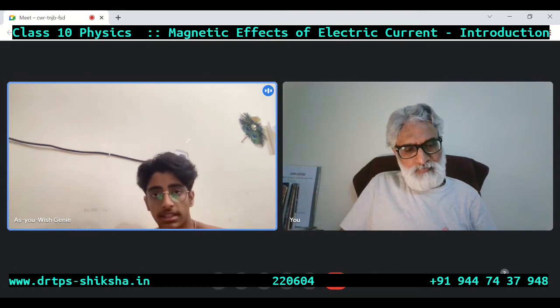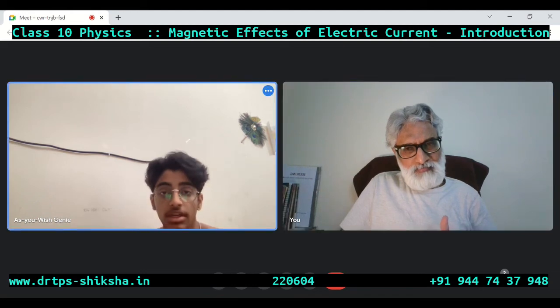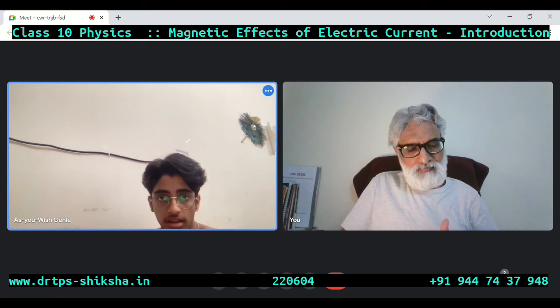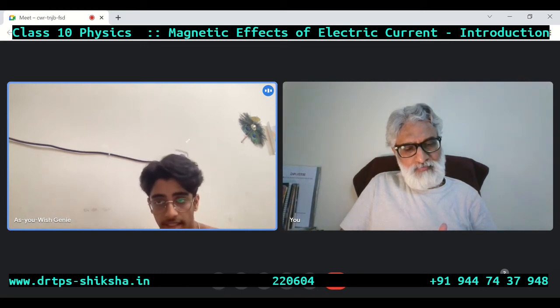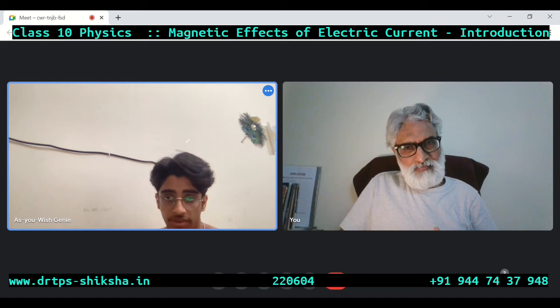Magnitude of force. Consider a straight conductor of length L. It carries current I and it is kept in a uniform magnetic field at an angle theta. Then the force acting on the conductor by the magnetic field is F equals IBL sin theta. The direction of force is perpendicular to both the conductor wire and the magnetic field B. The direction of F can be found out by Fleming's left hand rule.